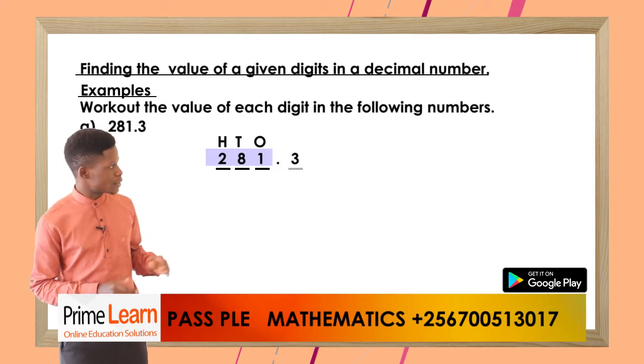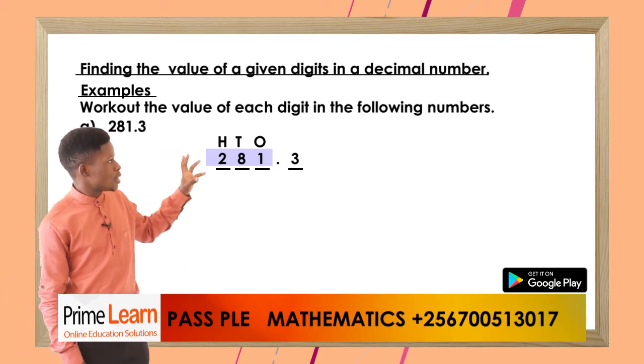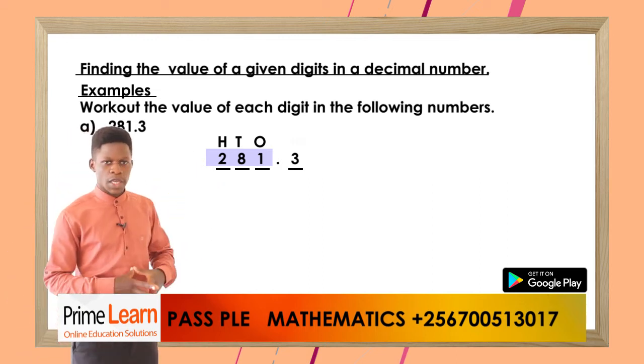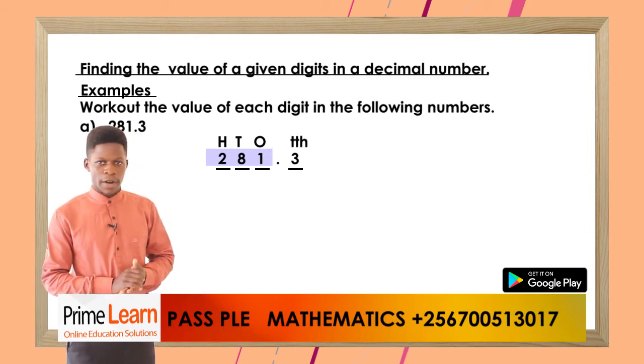When you cross and go to the decimal part, it only has 1 digit, and that is digit 3, as you can see on your screen. That digit 3 is going to be in the tenths place value.